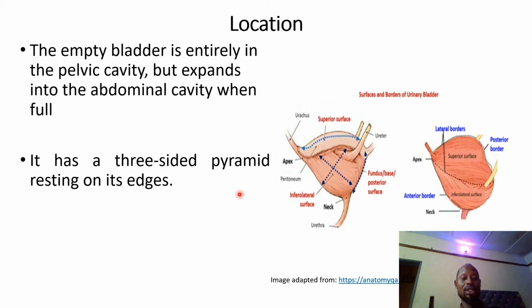That is it. Now when this bladder is distended, it will expand, leaving the pelvis, as in it will extend from the pelvic cavity into the abdominal cavity.